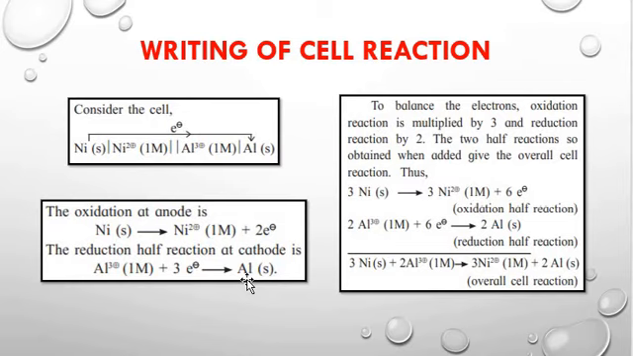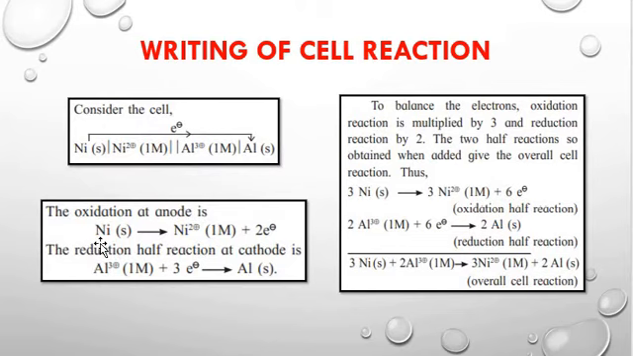For obtaining net cell reaction, we need to add these two reactions in such a way that the electrons which we are seeing in both the reactions are cancelled out. For cancelling, the electrons which are written on the different sides of the two reactions should be equal in number, and for making them equal we multiply an integer to the individual half reaction.